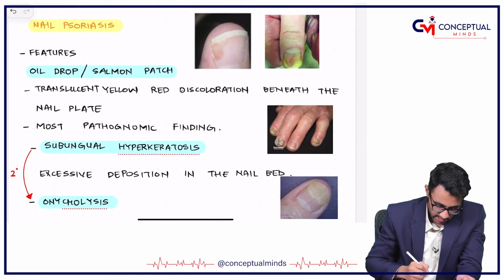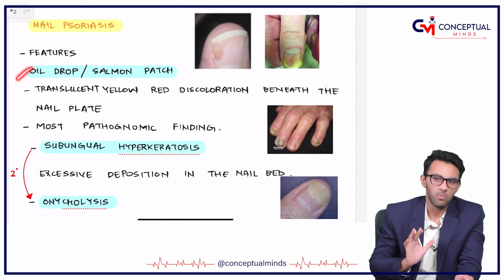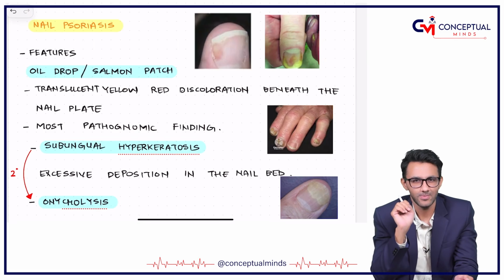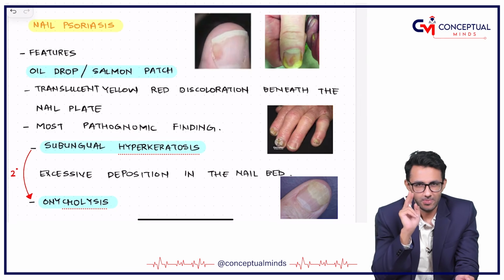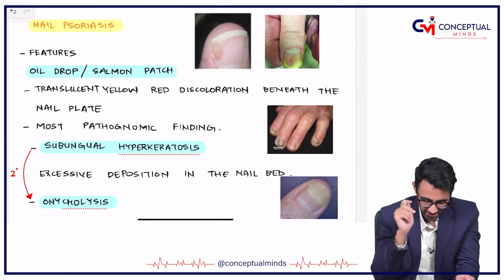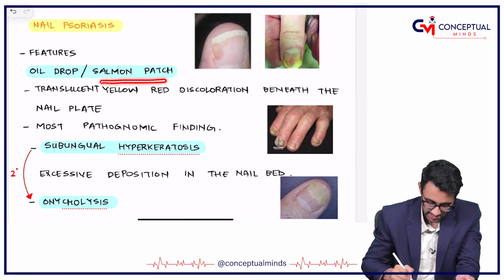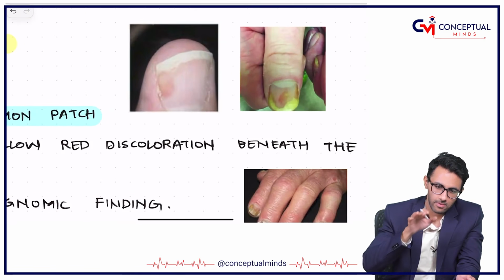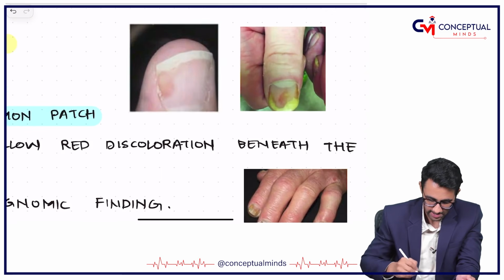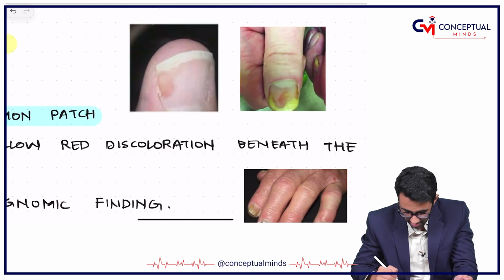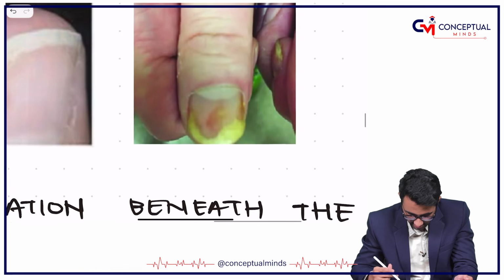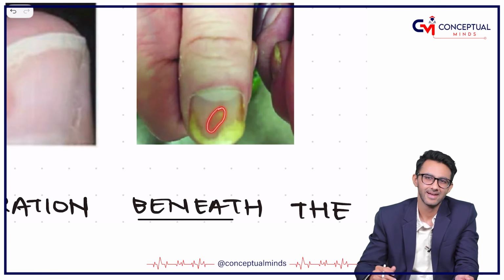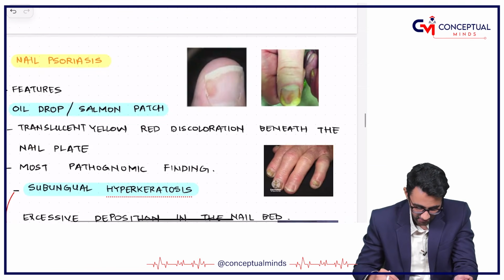Let us start with the first one, that is oil drop. No, we are not talking about oil drop cataract, galactosemia, no, oil drop nail finding. Also called salmon patch. You can see a very good image, excellent image. Where do you see the oil drop? On the nail or beneath the nail bed? Beneath the nail bed, right? That is the answer. Can you tell me where it is? Definitely this, right? This is the oil drop finding we have.